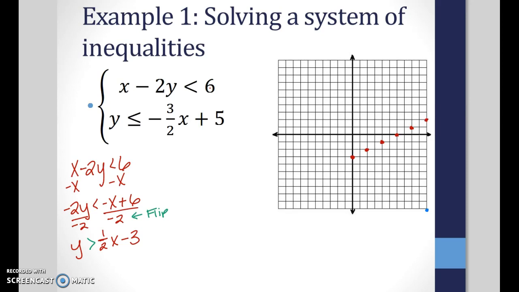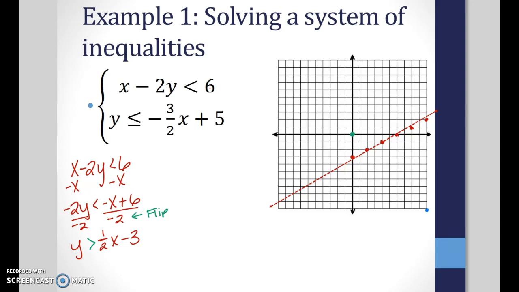And when I graph this, notice it doesn't have the or equal to line underneath, meaning when we graph it, we need to use a dash line. So here's my dash line. And then we need to talk about shading. To shade, we're going to use a test point.